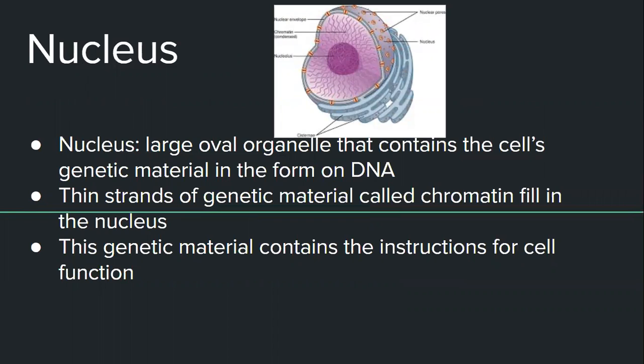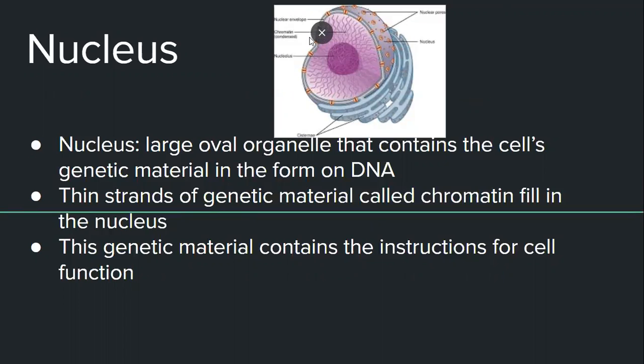Thin strands of genetic material called chromatin fill the nucleus. This genetic material contains the instructions for cell function. For example, chromatin helps to store the information that will later make sure a leaf cell grows and divides to form more leaf cells. Also in the nucleus is a dark round structure called the nucleolus. The nucleolus produces dot-like ribosomes that produce proteins. Proteins are important building blocks for many parts of the body.